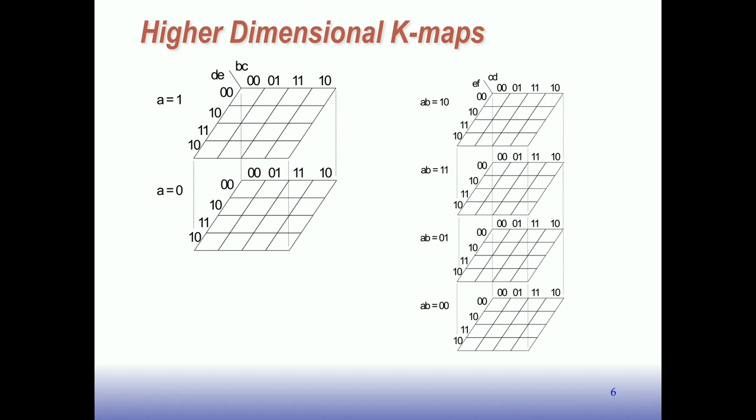Can't you just add more rows and columns to the order? No, because then they won't be adjacent. You lose the adjacency property. This is a flattening of an n-cube into, in this case, a 3-dimensional cube into 2 space.